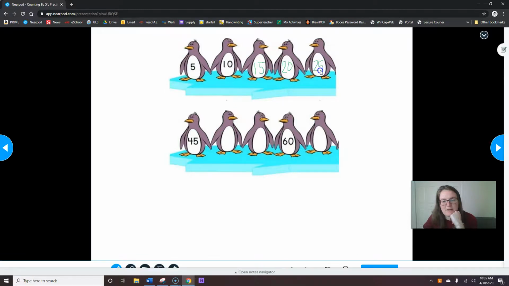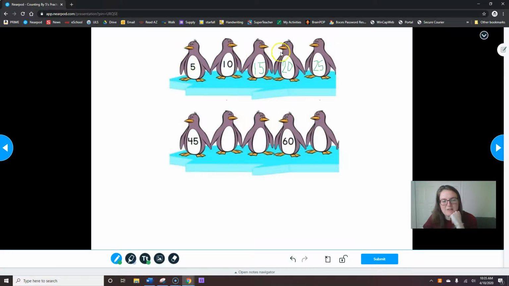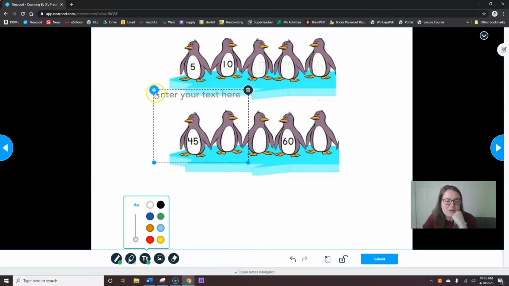Let's count the penguins' bellies. 5, 10, 15, 20, 25. Now, we skipped some, and this one's starting on 45. I'm going to show you how you can type it also.